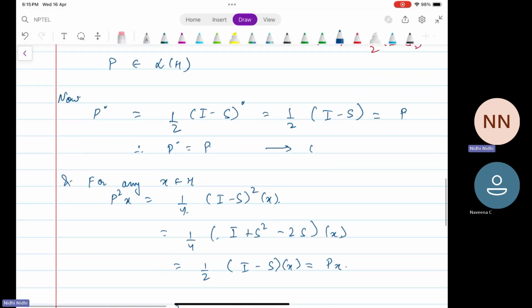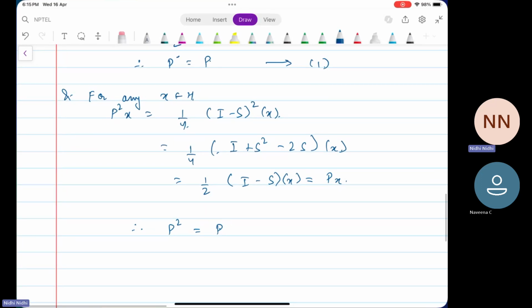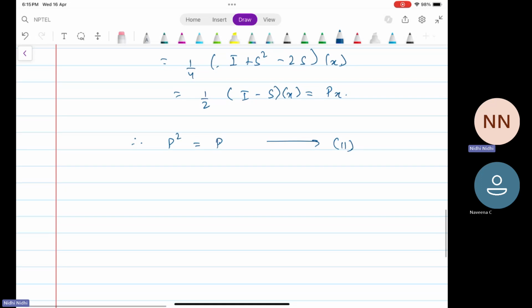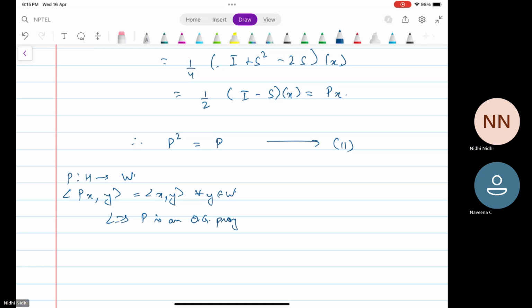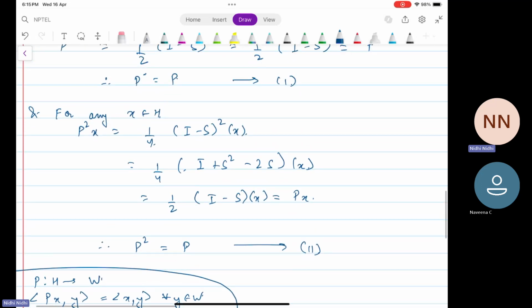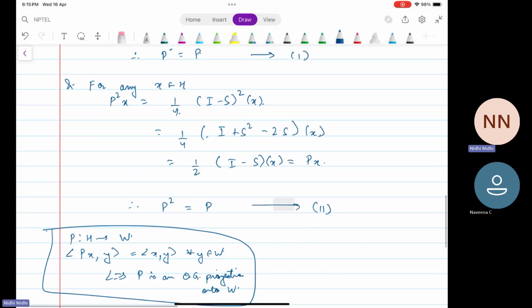Let's mark this as first and this one as second. Using first and second and the characterization of orthogonal projection, we know that P from H to W is an orthogonal projection if this inner product PXY is equal to XY for every Y in W, if and only if P is an orthogonal projection onto W. We will be using this characterization in order to show that this P is an orthogonal projection.